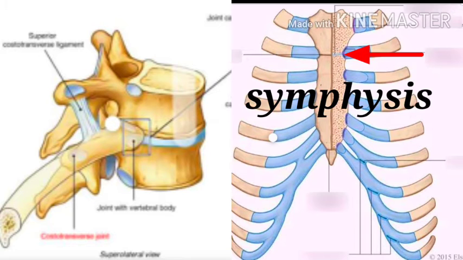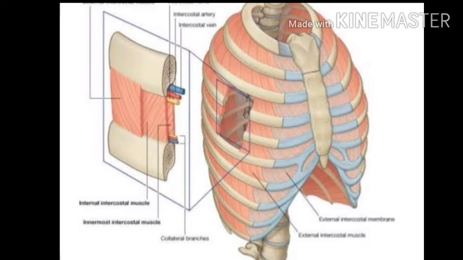The joint between the manubrium and the sternum is a symphysis, and the joint between the sternum and the xiphoid process is also a symphysis.